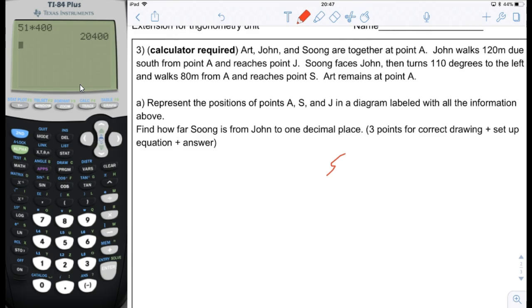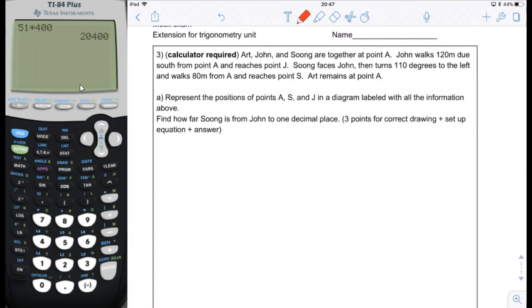All right, this is a trig problem. Remember that law of sines is core and law of cosines is extension. So let that be a hint to you as to what you're going to use for this problem.